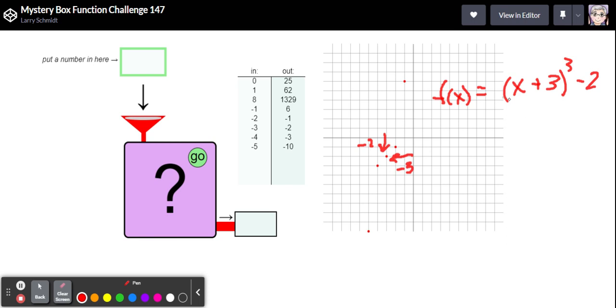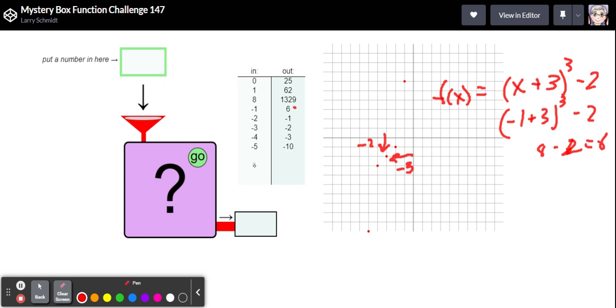So for example, if I put in a 0, I'd have 3 cubed, that'd be 27, minus 2, that'd be 25. That works. If I put in a -1, so -1 plus 3, cubed, minus 2. So that's a plus 2 cubed is 8, minus 2 is 6, and that's what we're getting there.